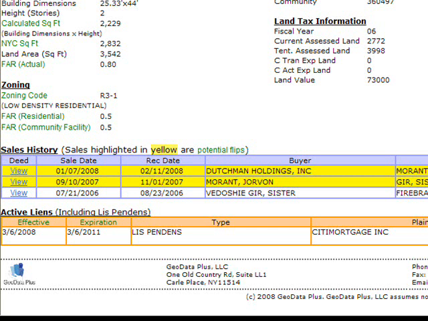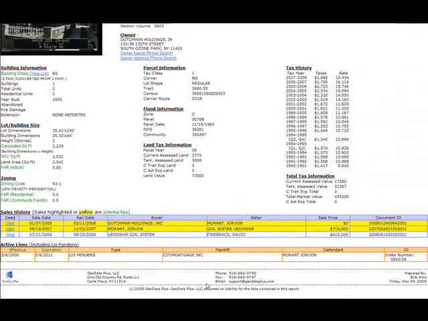Below the sales history, there's whatever active liens that are on the property. So you see there's a lis pendens filed in this property by City Mortgage against the defendant. Below this, we have GeoData's contact information, as well as the user's name in the bottom right.